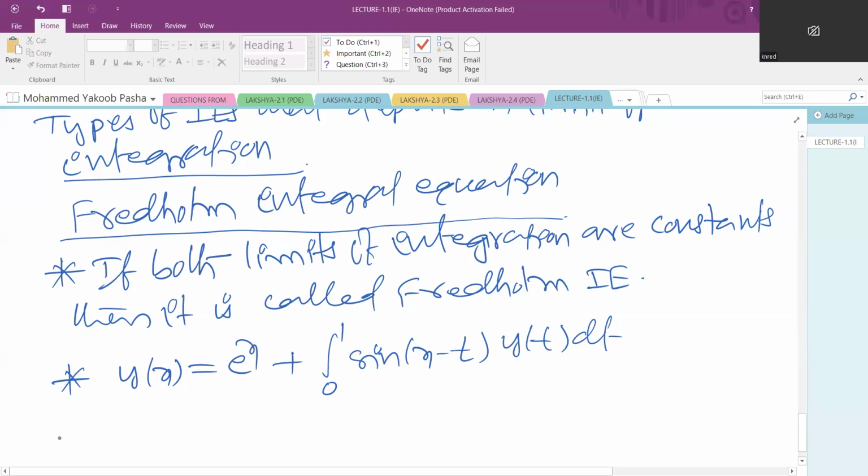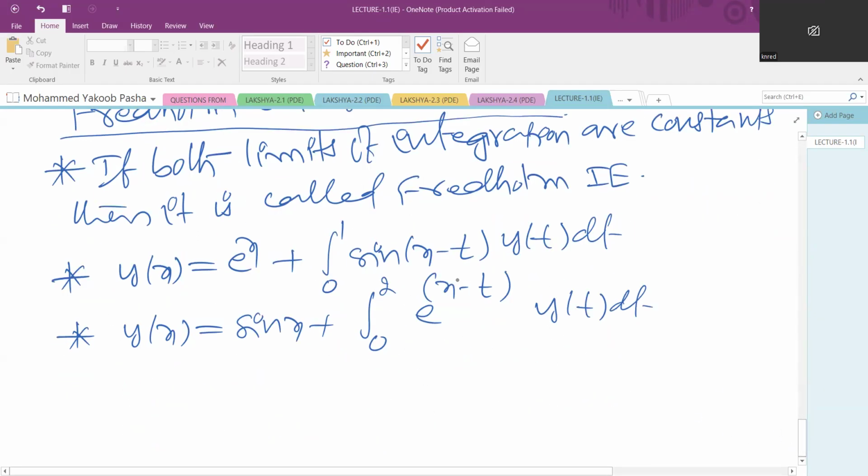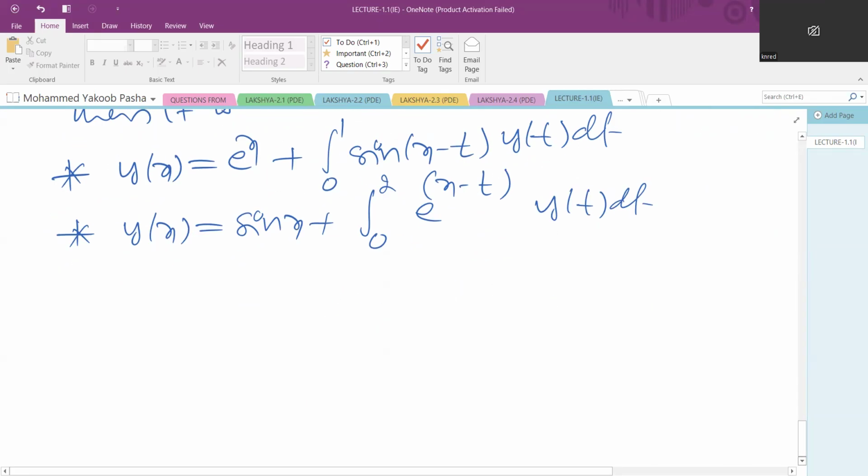If you take another example, y of x is equal to sin x plus integral 0 to 2. No need to take 0 here, you may take 1 also. Integral 0 to 2 of e to the power of x minus t into y of t dt. Here both the limits, lower and upper, are constants. This integral equation is called a Fredholm integral equation. Only the limits matter, both are constant, so it becomes a Fredholm integral equation.